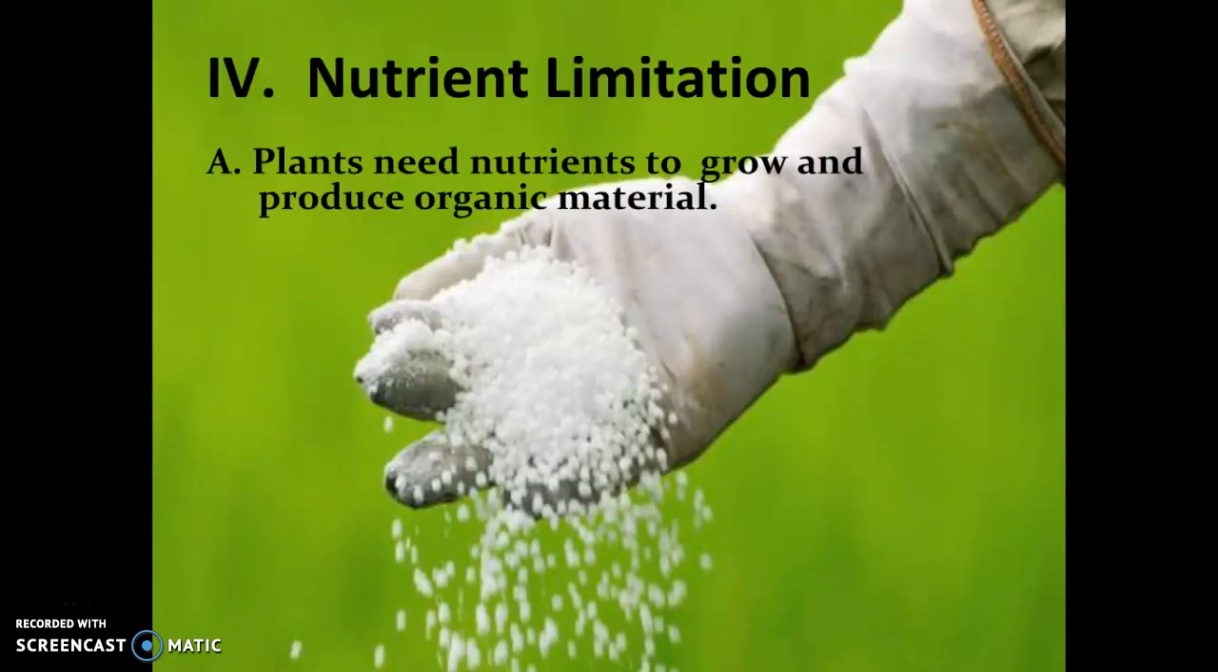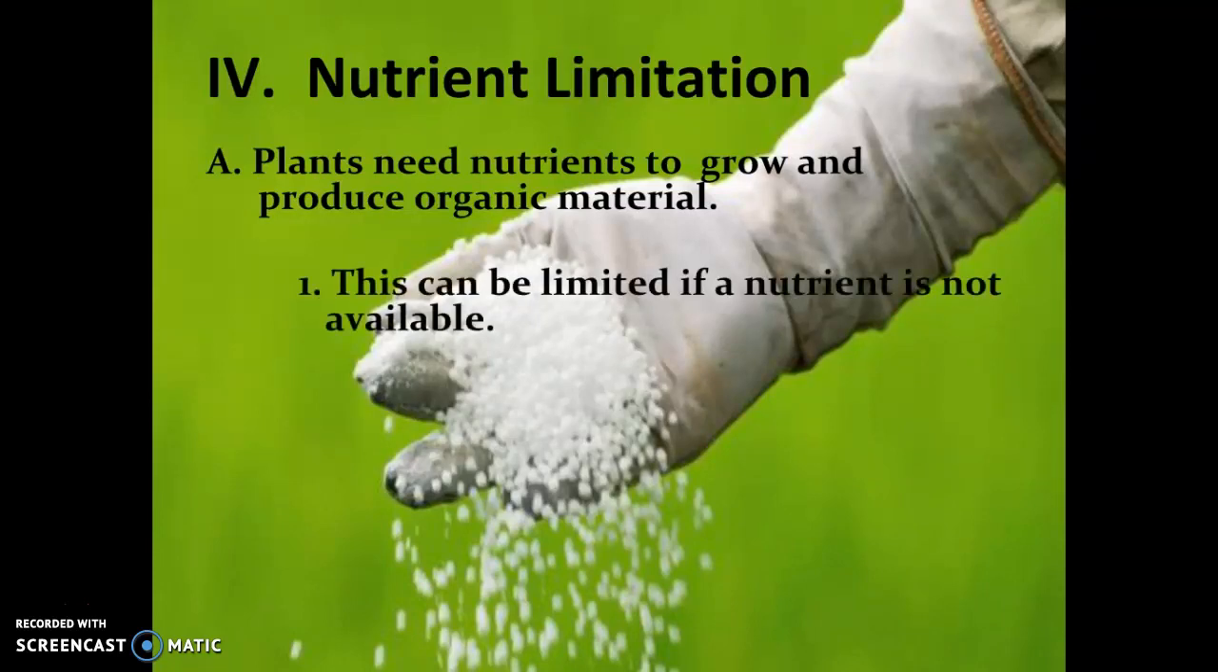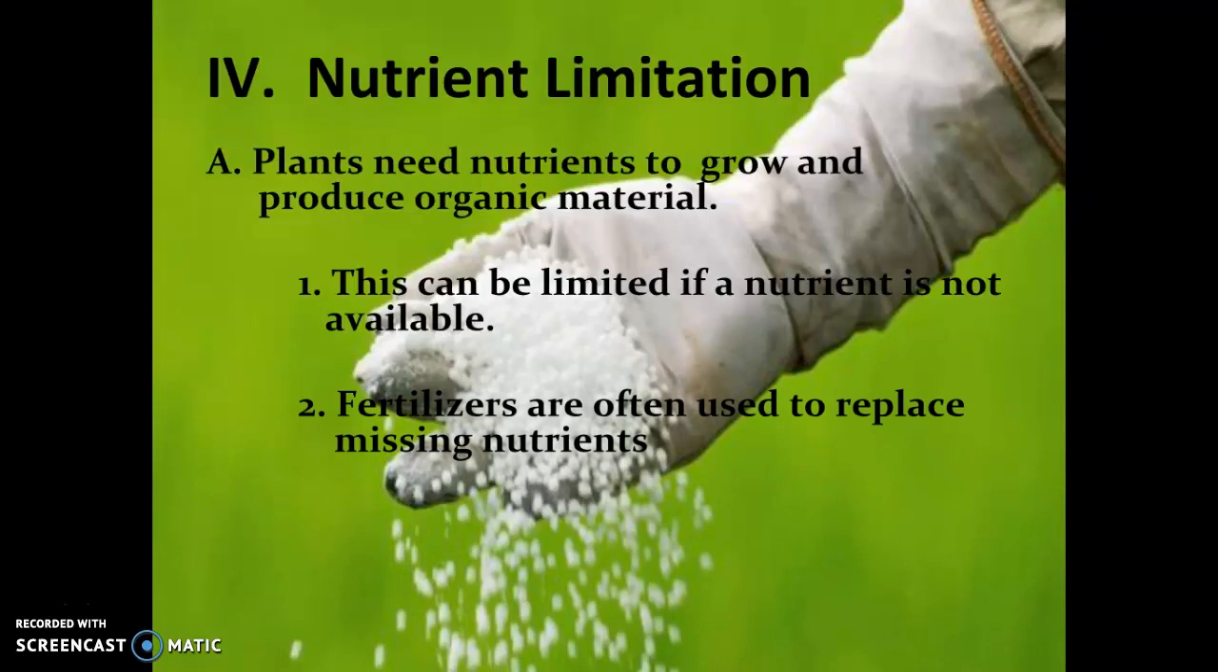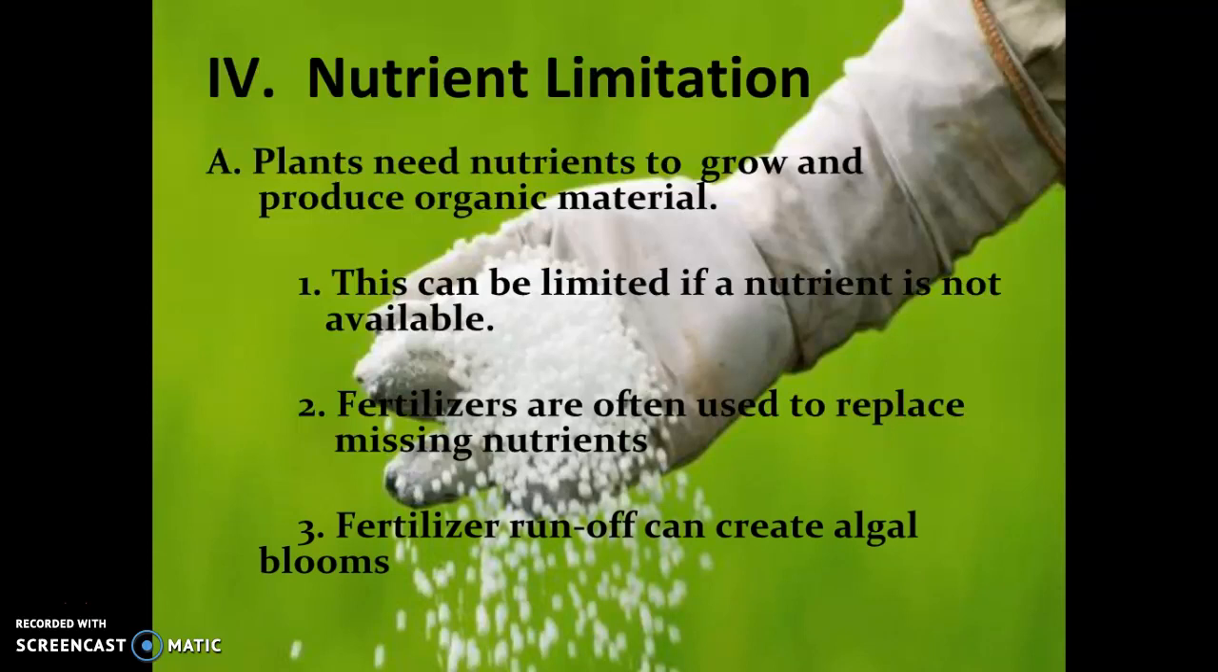So plants need nutrients to grow and produce organic material. So that's basically the need of nutrients through plants. And this can be limited if a nutrient is not available. So depending on the shortage, it could affect our plants. So we use fertilizers to replace those missing nutrients, and that's what we have a lot of. But however, the runoff from fertilizer can create algal blooms, which is when we have a lot of algae in one place.